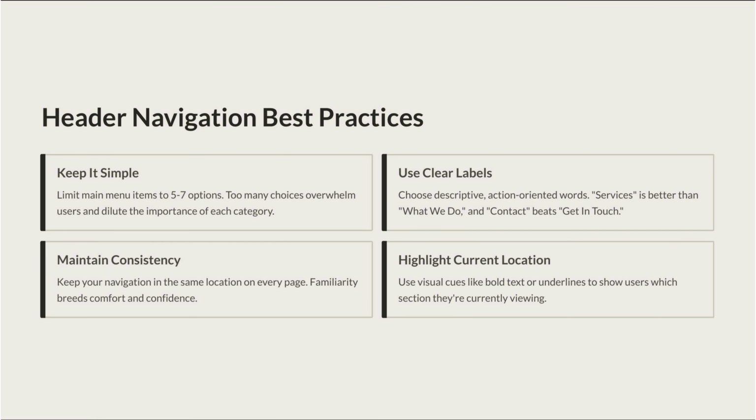Limit main menu items to 5 to 7 options to avoid overwhelming users. Use clear, descriptive labels like "services" instead of "what we do." Ensure consistency by keeping navigation in the same location on every page. Highlight the current location with visual cues like bold text or underlines for user clarity.